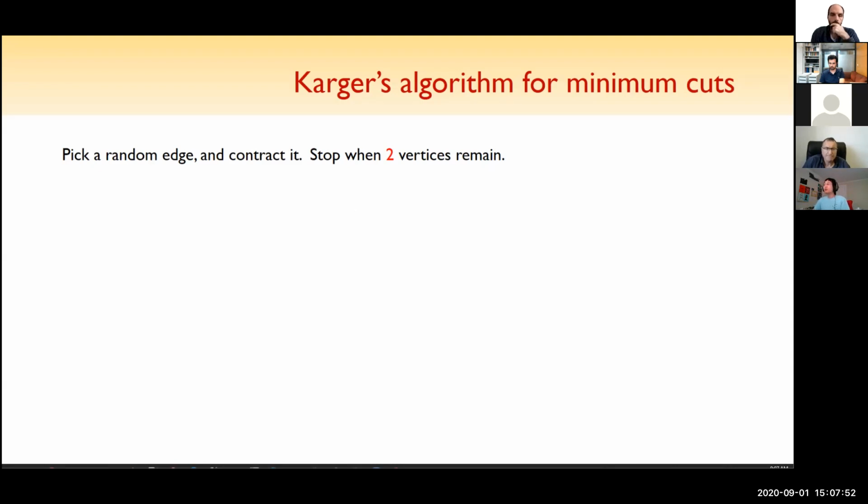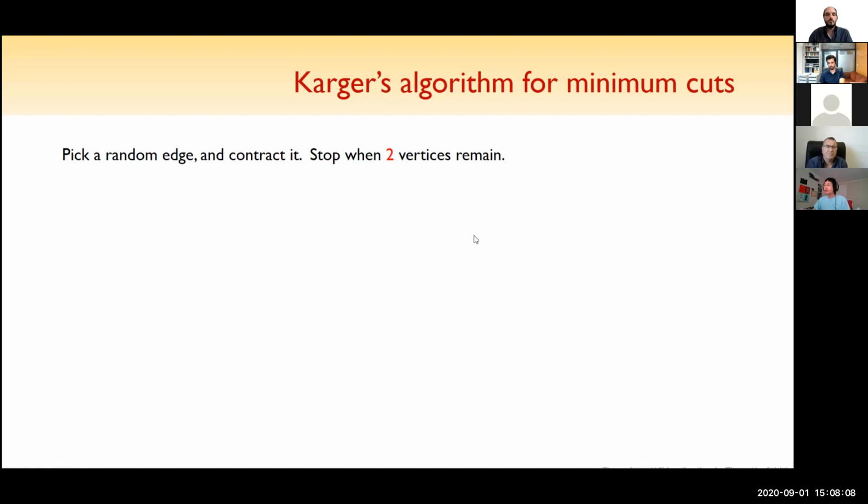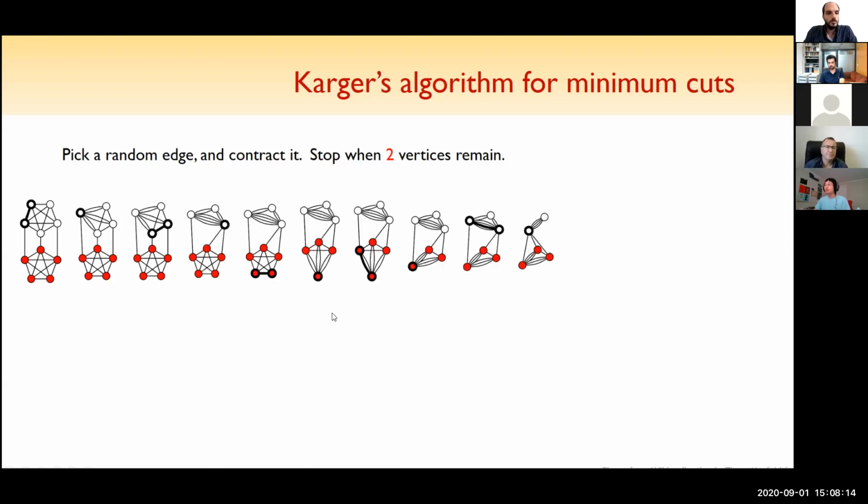While the graph has more than two vertices remaining, pick a random edge and contract it. So here, let's assume for the rest of the talk that the graph will be unweighted. So instead of picking an edge proportional to its weight, we just pick a random edge because all the weights are the same. Let's suppose the left graph is our input graph. We always pick a random edge in the graph until we're left with two vertices. And once we're left with two vertices, we consider the cut induced by these vertices.